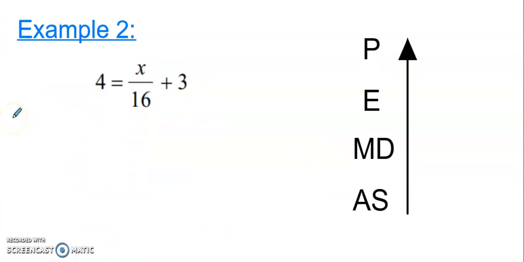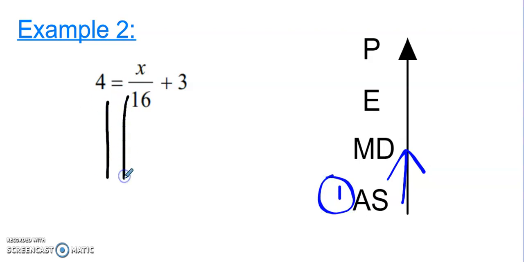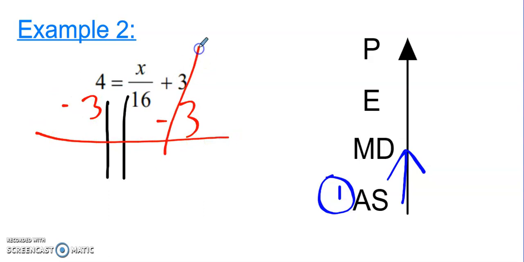Example 2 is read the equation. Remember, we're doing PEMDAS backwards. So we have 4 equals x divided by 16 plus 3. So we're first going to start with whatever's been added or subtracted. So we have here plus 3. The opposite of plus 3 is -3. So subtract 3 from both sides. When we do that, the 3's cancel. 4 minus 3 is 1. 1 equals, bring down x divided by 16.